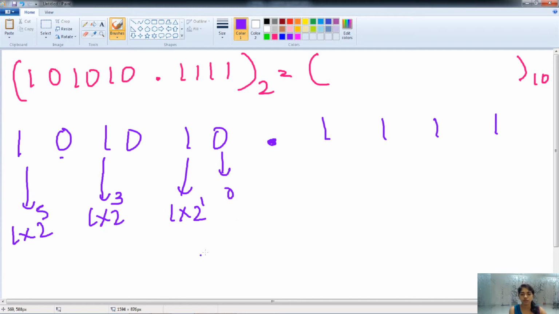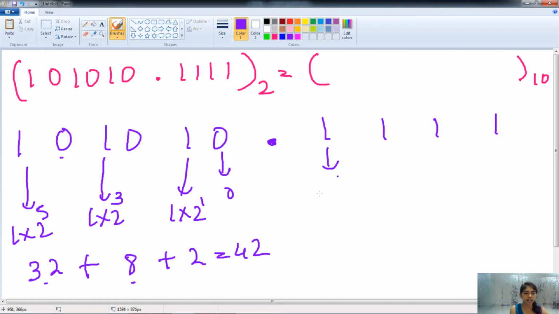Now for this, 2 raised to 1 we will get 2, plus 2 raised to 3 that is 8, plus 2 raised to 5 that is 32. So 32 plus 8 that is 40, plus 2 that is 42. We have got a 42.